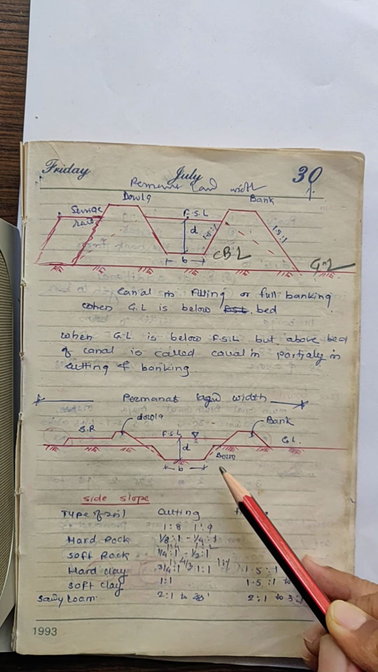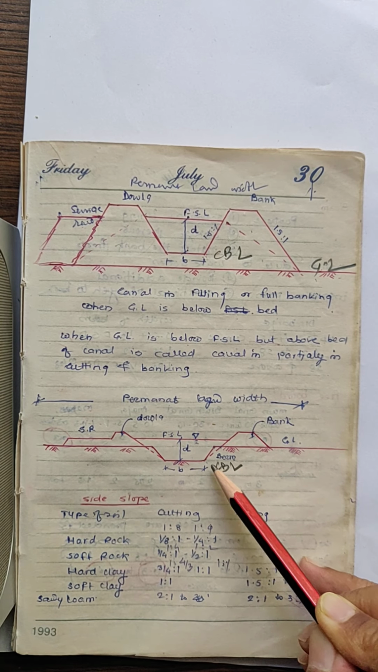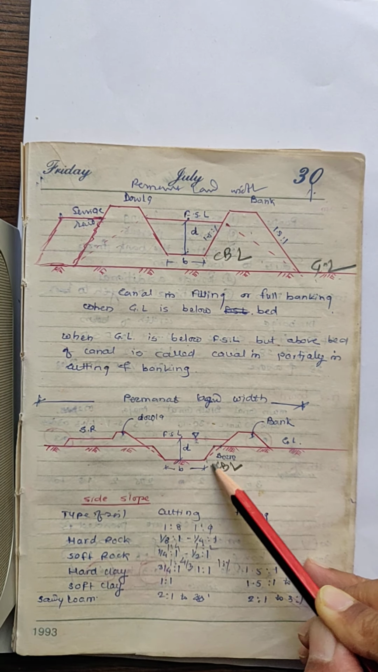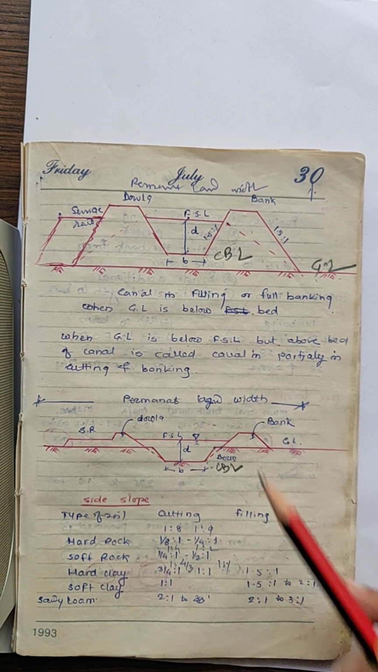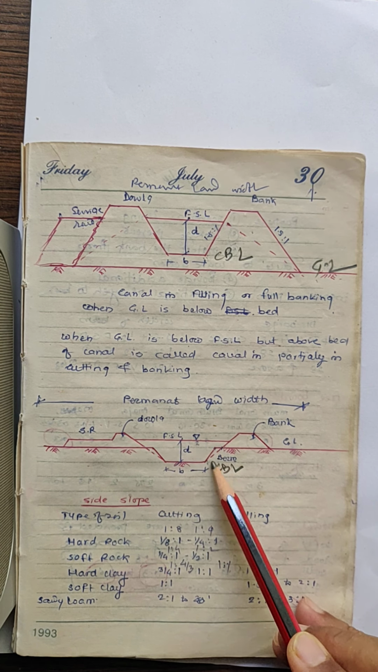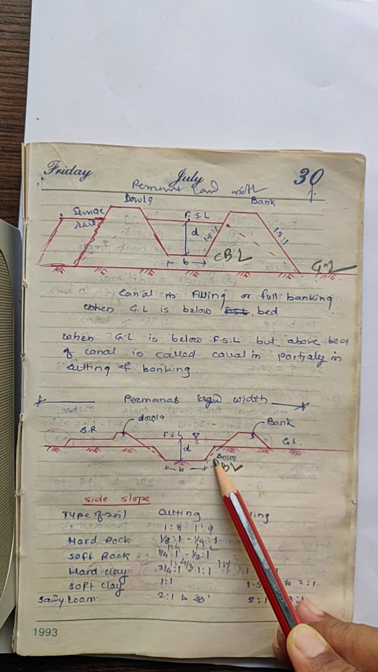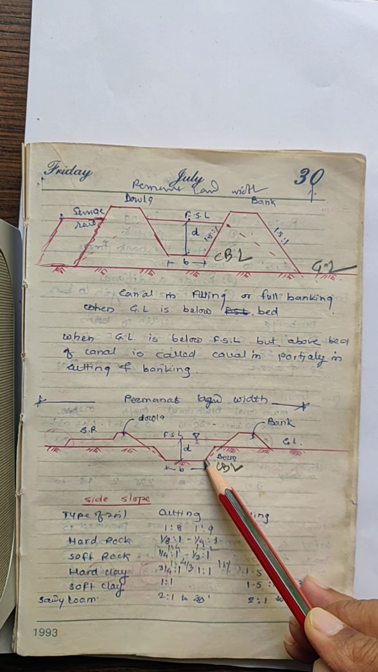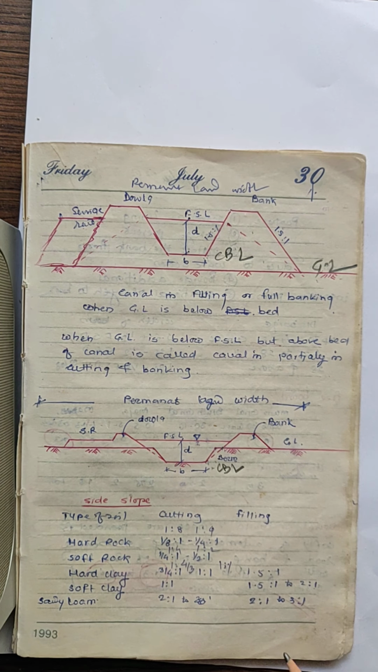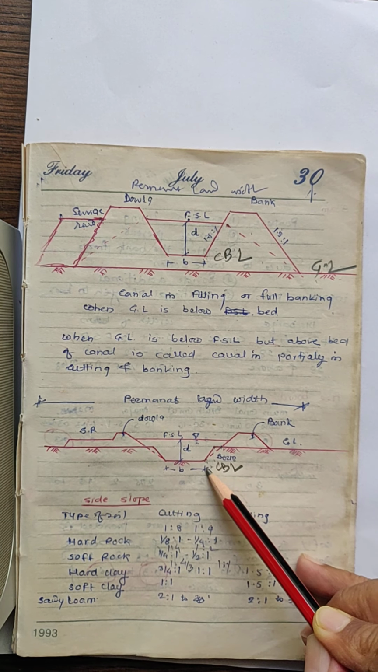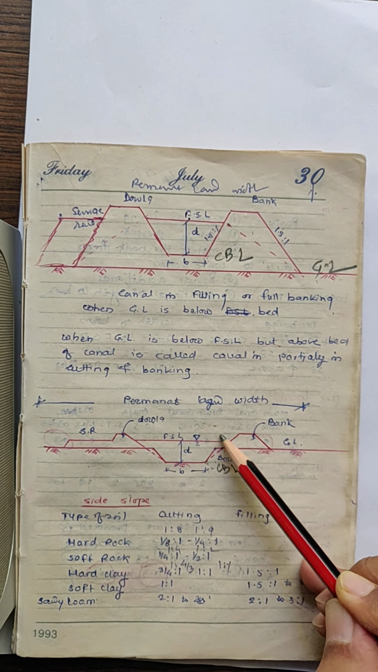CBL is below GL and FSL is above GL. You see, in the first case FSL was below GL, full cutting. In the second case CBL was above GL, full banking. And in the third case CBL is below GL, FSL is above GL.